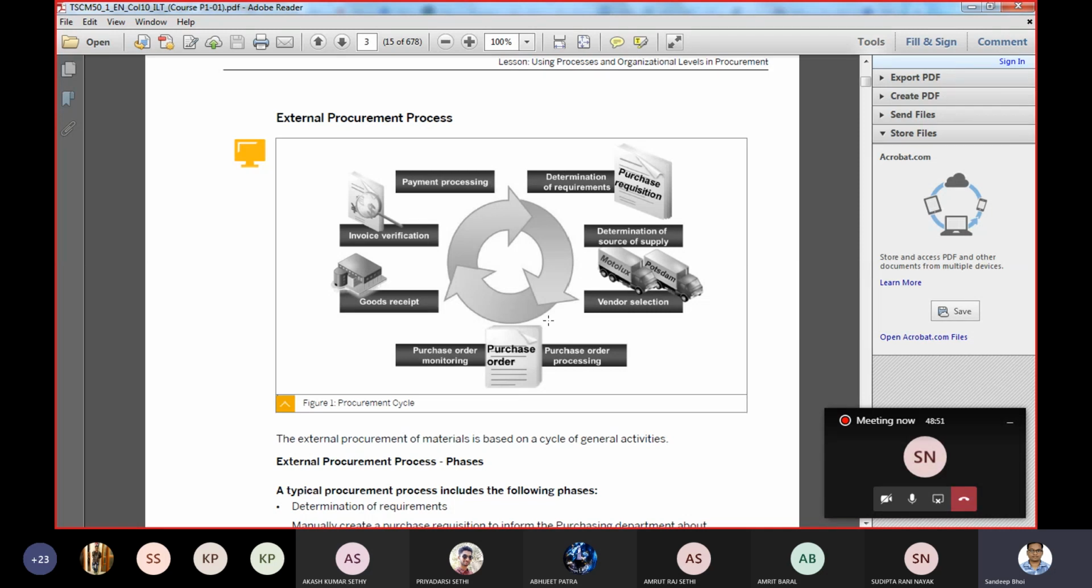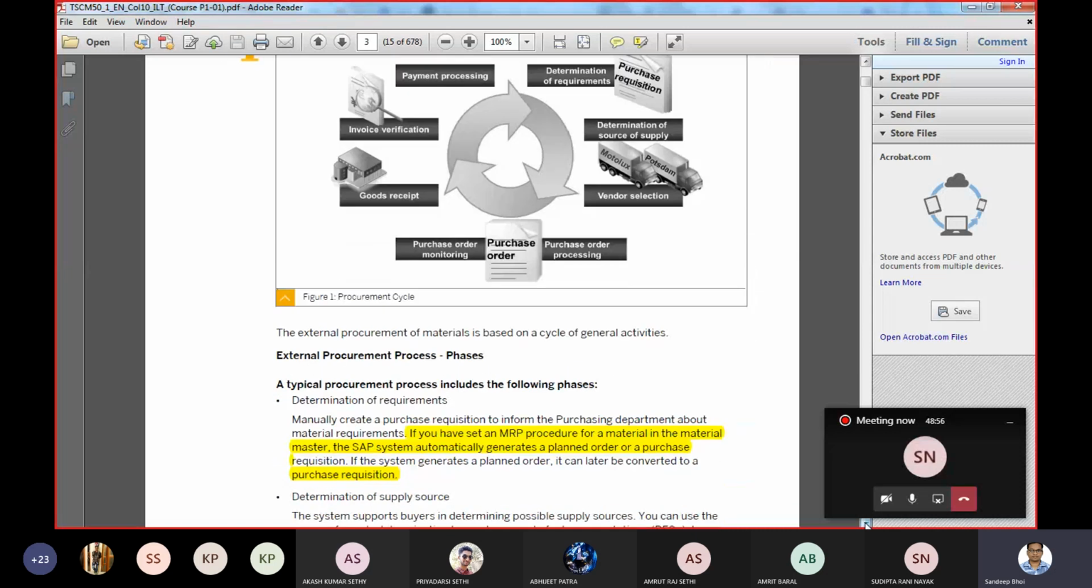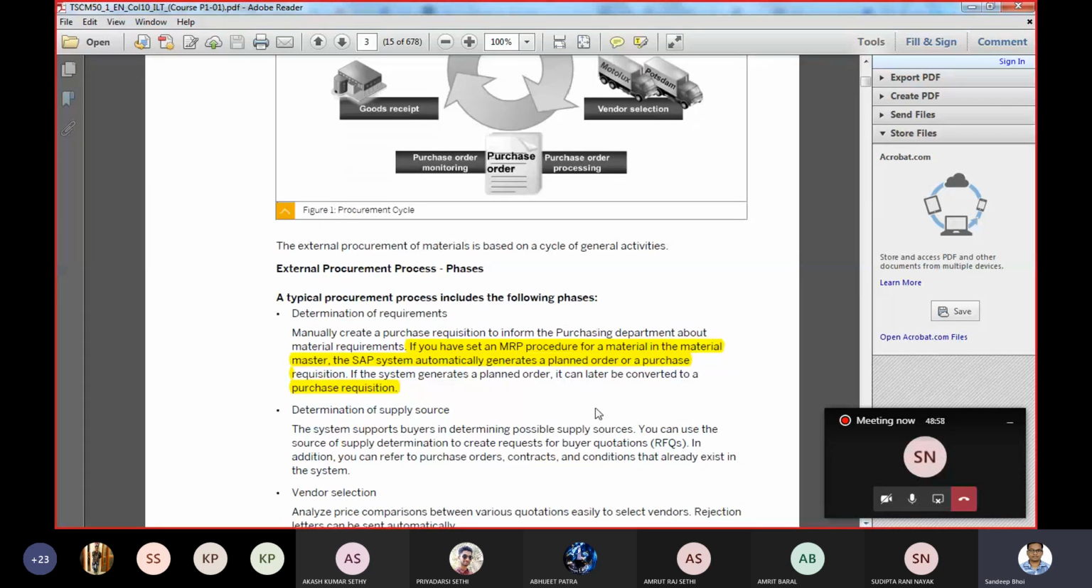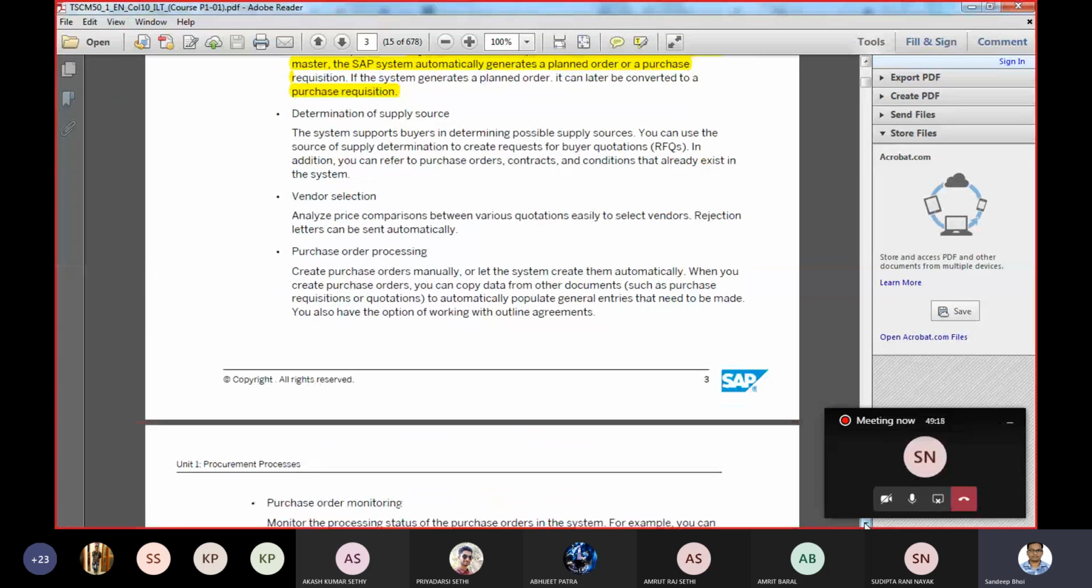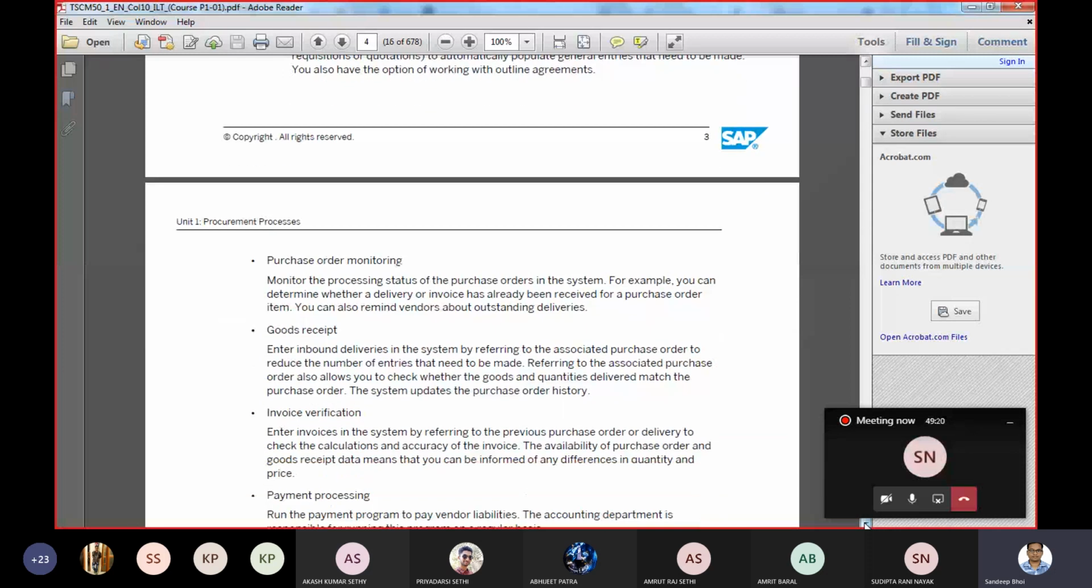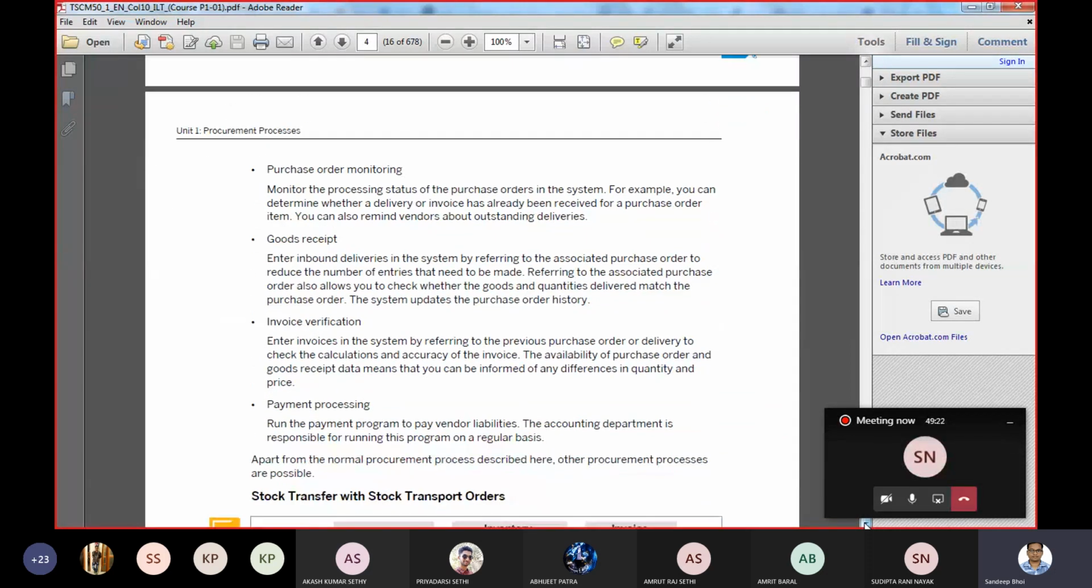All these are in detail in this book. You can refer to it one by one. See, a typical procurement process includes the following steps: determination of requirement, determination of source of supply and vendor selection, purchase order processing, purchase order monitoring, goods receipt, invoice verification, payment processing. All these will be covered in detail.